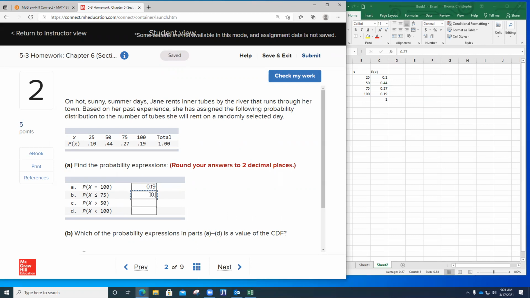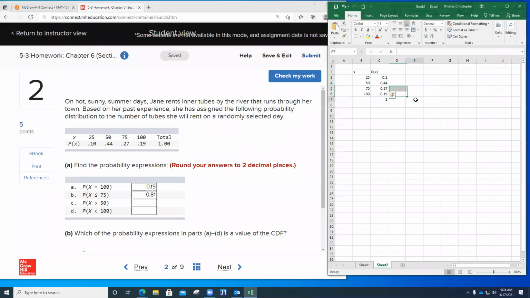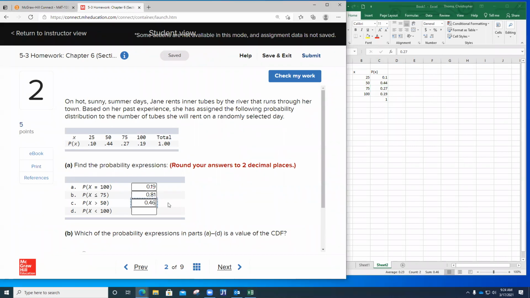So that's 0.81. Greater than 50, it doesn't have the equal sign. So that means it does not include 50. So I just add the 27 and 19, which gives me 0.46. And then anything less than 100 is the numbers less than 100, which is the same as saying less than or equal to 75. So that's the same answer as we got before.